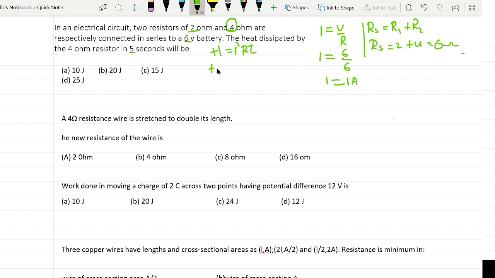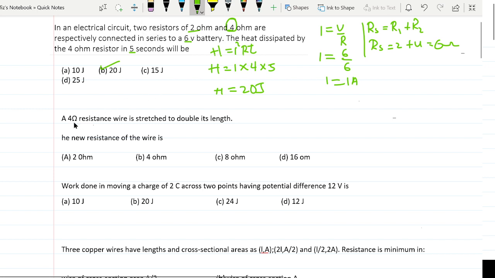So now let us find out the heat here. The current is 1 here, so 1 square is 1, resistance through the 4 ohm resistor for 5 seconds. So now you get the heat developed to be 20 joules. So option B is the correct answer here. Yes. Now moving further to the next question here.